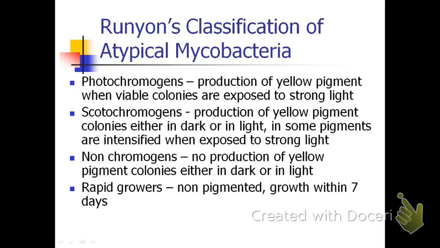Runyon actually classified these atypical mycobacteria into four groups, which I think I did mention a while ago. The photochromogens, because photochromogens in the presence of light would allow carotene to be elaborated, so there would be yellow pigment. Scotochromogens means that they could produce pigment either in dark or in light. However, some would have a more intensified pigment in the presence of light. Non-chromogens means that they don't produce any pigment, whether in dark or in light. And then rapid growers are those that can grow within 7 days.